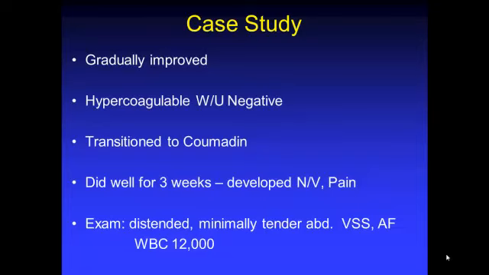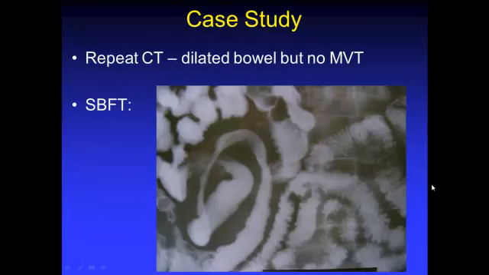But then she developed a recurrence of nausea, vomiting, and periumbilical pain. As she came in, her abdomen was significantly distended. Her white count was minimally elevated at this time. She had normal vital signs. CT scan showed dilated bowel, but no ongoing obvious mesenteric venous thrombosis or portal venous thrombosis.